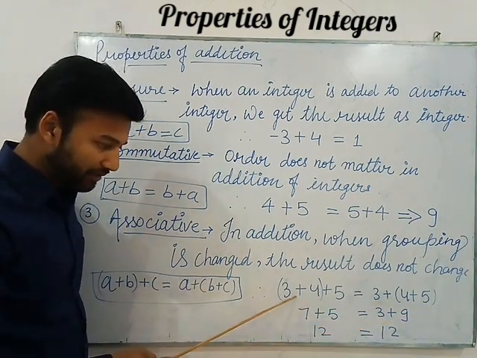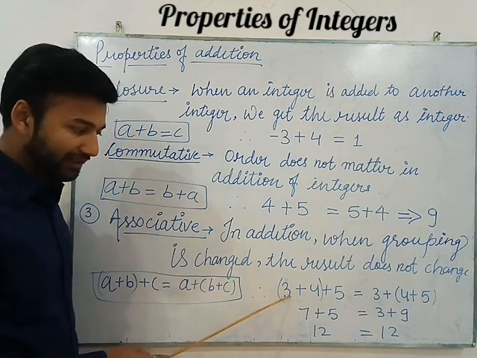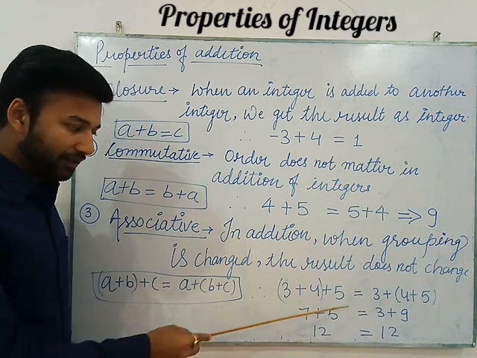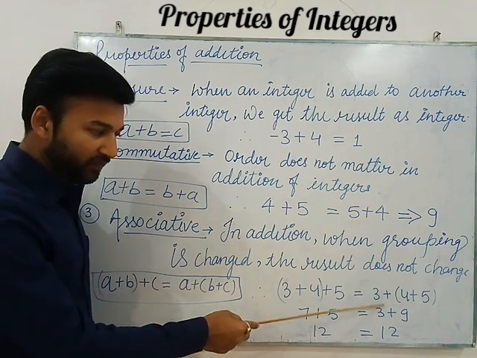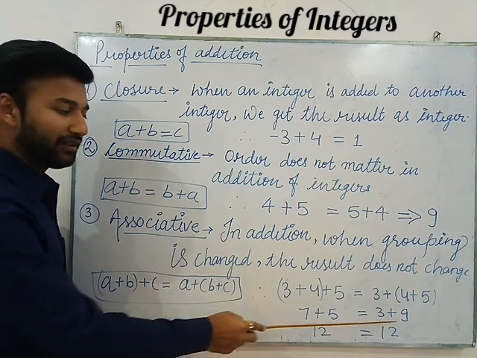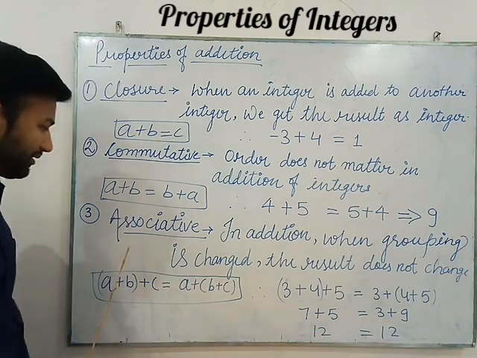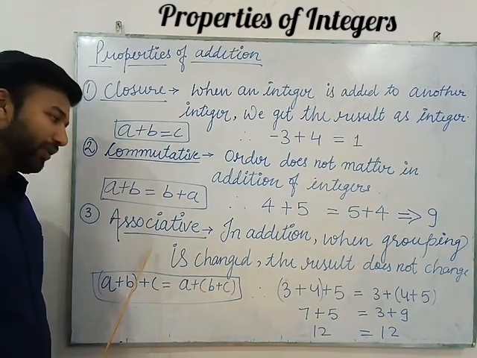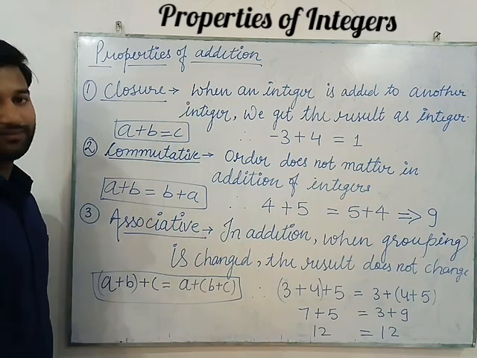Why? Now we will check. First we will solve the bracket. 3 plus 4 is 7, plus 5. Next here, 3 plus the bracket, 5 plus 4 is 9. So 7 and 5 is 12, and 3 and 9 is 12. Yes, it means this property is followed in the case of addition.